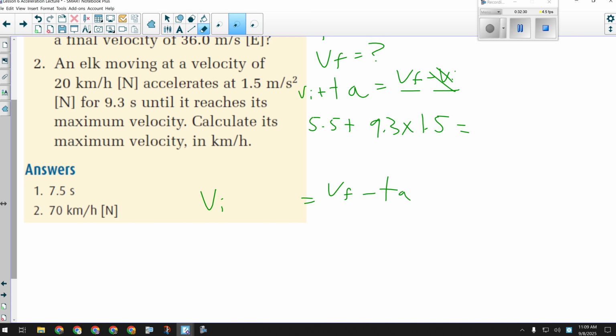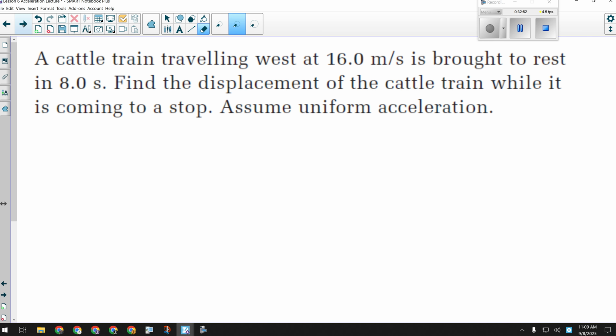Now I'm solving for positive VI. Okay, now let me talk you through why this formula works. T times A, remember, calculates the change in velocity. So if I take my final velocity and subtract how much I changed it by, that should tell me how fast I was going at the beginning. All right. I want you to copy that one down. See if you can figure out what formula goes with that one.